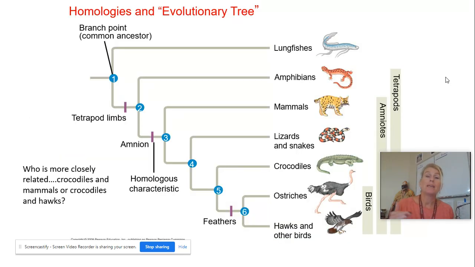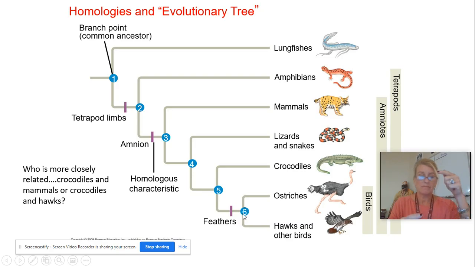What can we do with that data? We can take the similarities and we can build an evolutionary tree. A lot of times we don't know necessarily what the common ancestor was, but I want to point out something, and we'll talk more about this when we talk about phylogeny, because this is sort of like a family tree, or it shows phylogeny. I want you to know that this tree right here, number 6, is the common ancestor between ostriches and hawks and other birds.